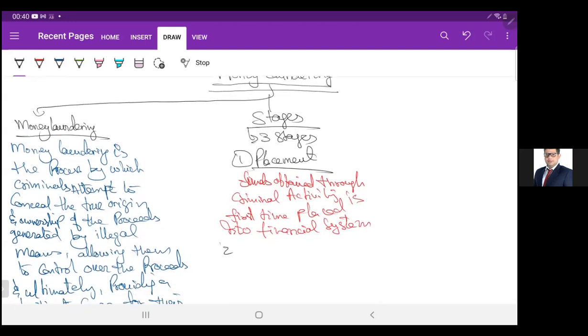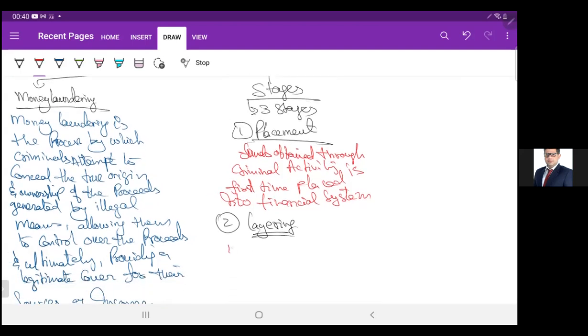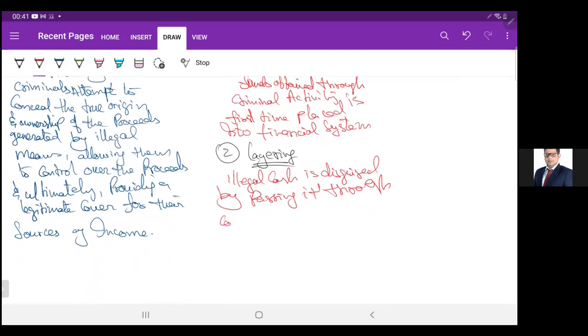Then we have the second step, which is layering. Now, what is layering? Illegal cash is disguised by passing it through complex transactions, making it difficult to trace.